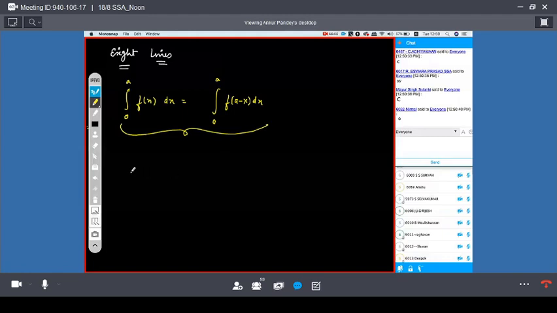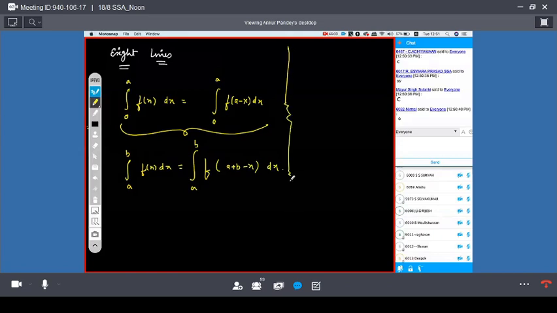Same thing more comprehensively. If it is from a to b f of x dx, it is equal to integration from a to b of f of a plus b minus x dx. Got it? What do I mean by these lines?